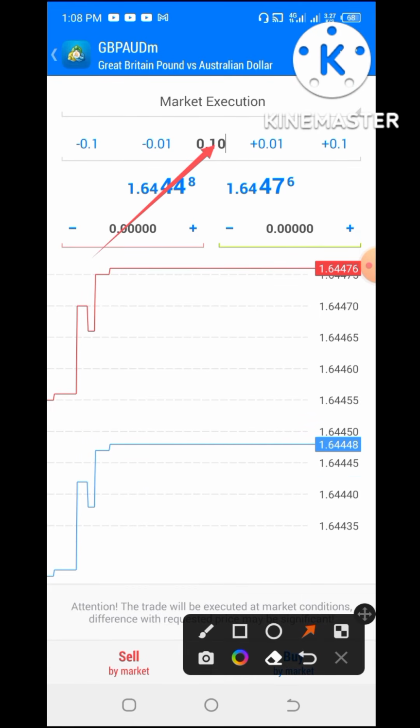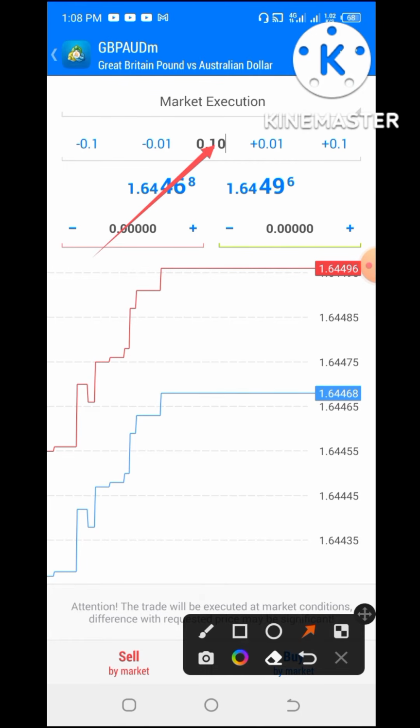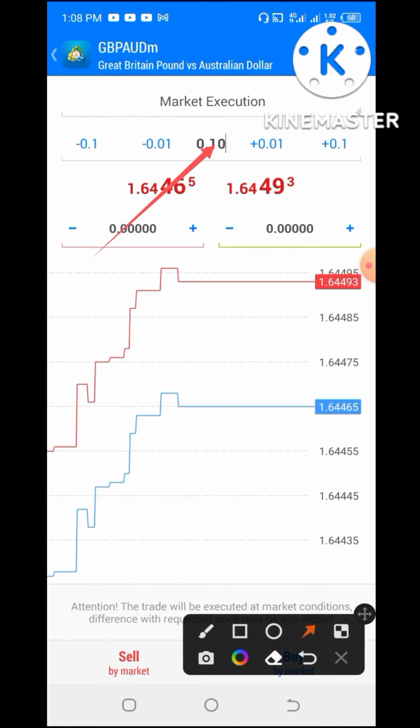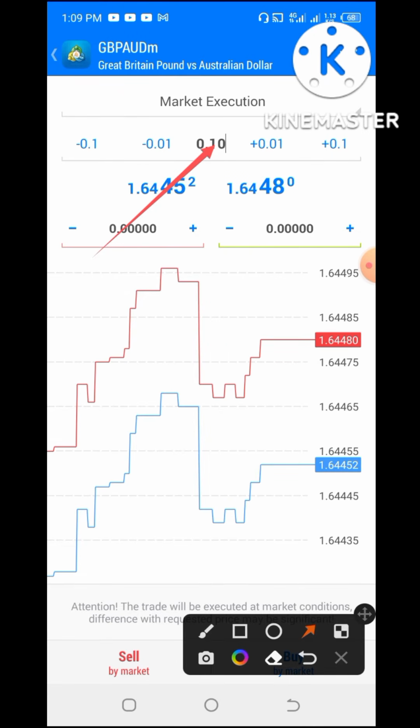This is what we call a lot size. A lot size determines your risk in the market. How much are you risking? How many single units are you risking? And let me tell you one thing: the price in trading Forex is calculated in pips.